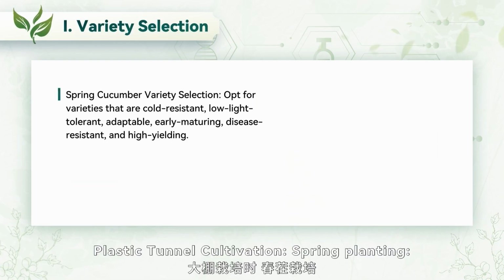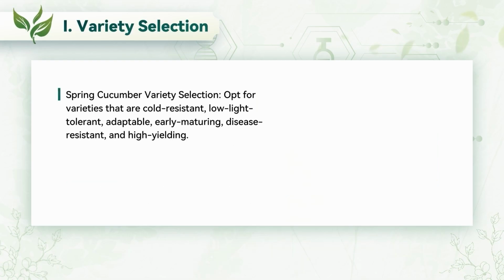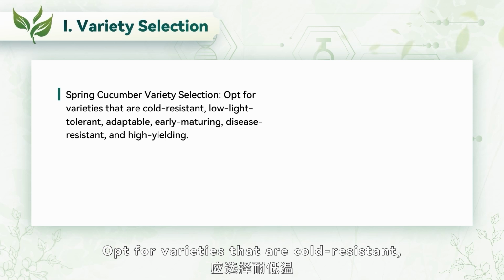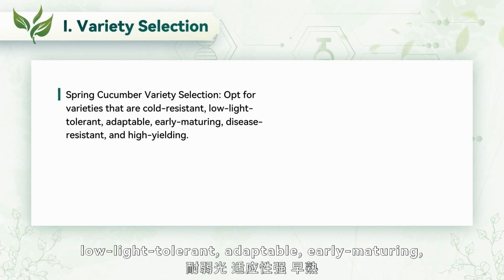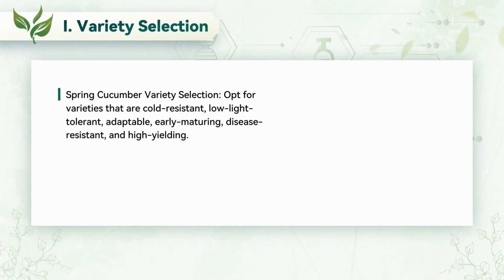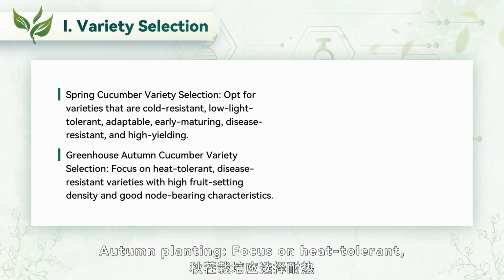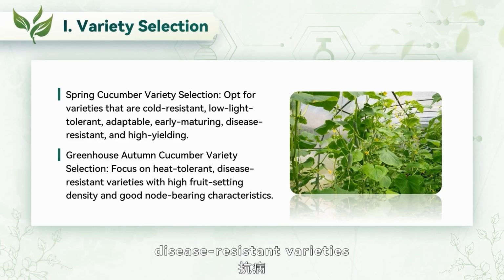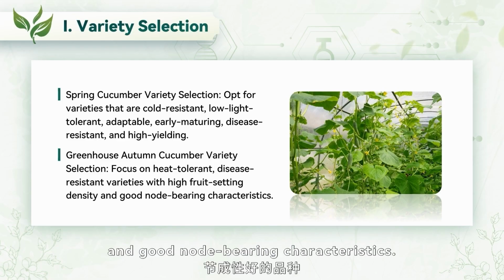Plastic tunnel cultivation. Spring planting. Opt for varieties that are cold-resistant, low-light tolerant, adaptable, early maturing, disease-resistant, and high-yielding. Autumn planting. Focus on heat-tolerant, disease-resistant varieties with high fruit-setting density and good node-bearing characteristics.